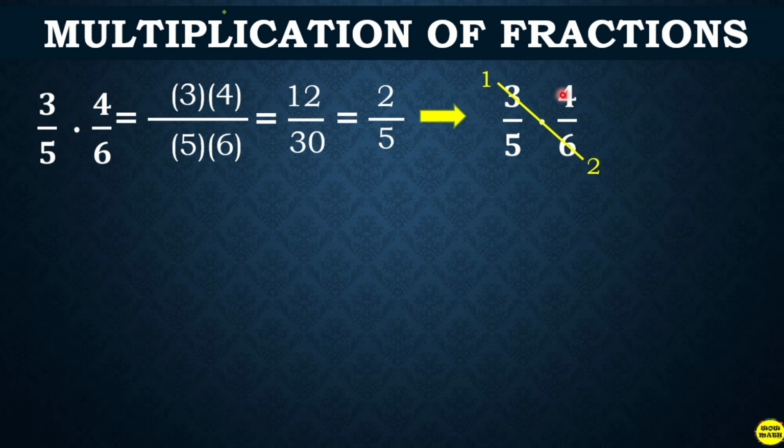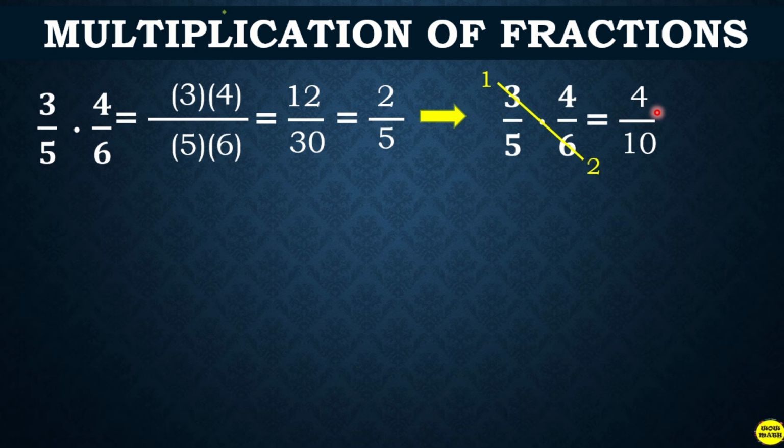So, eto naman, hindi natin siya pwedeng makancel kasi wala naman silang common factors or divisor. So, 4, wala dyan, dito wala rin. So, eto na, pwede na natin siya i-multiply. 1 times 4, that is 4. And then, 5 times 2, that is 10. So, as you can see, mas mababa na yung numbers na minumultiply natin kapag nagka-cancel out tayo.